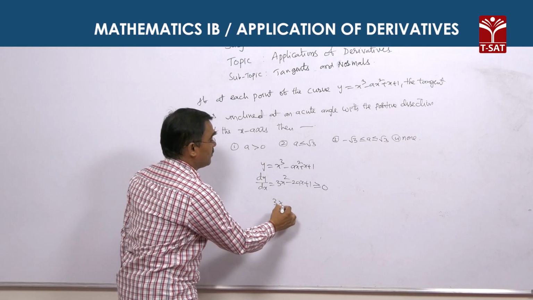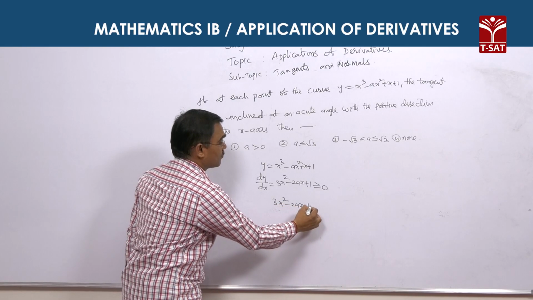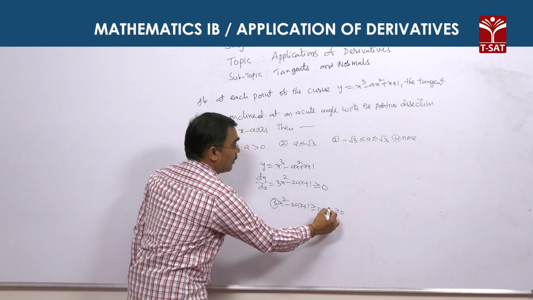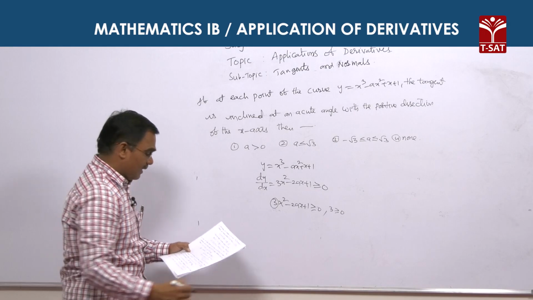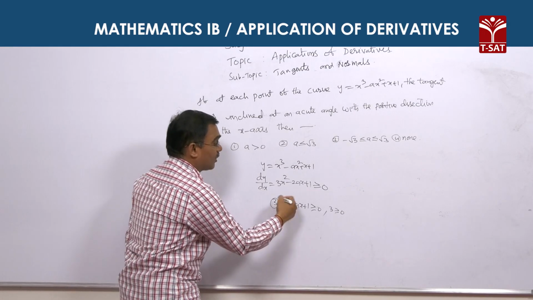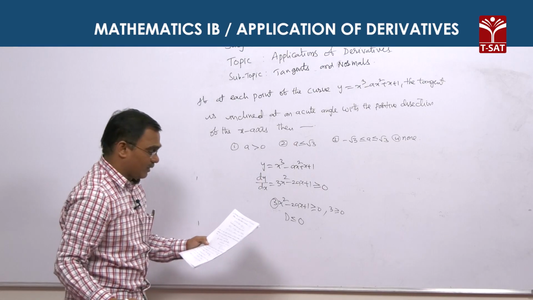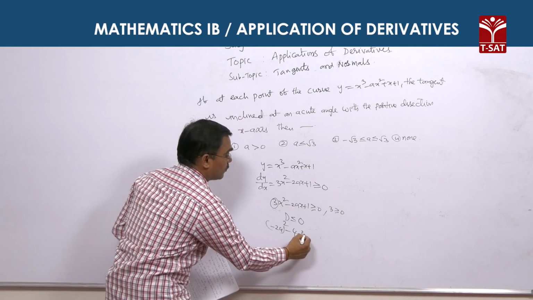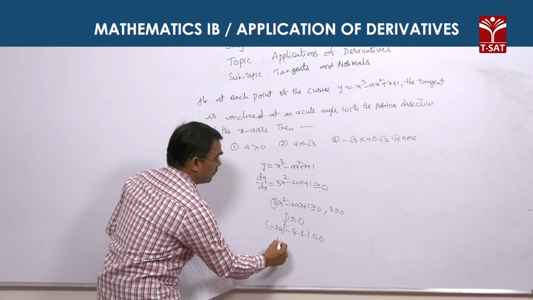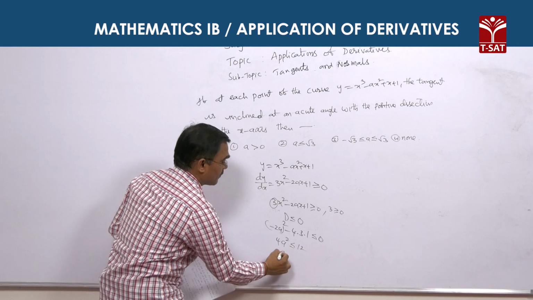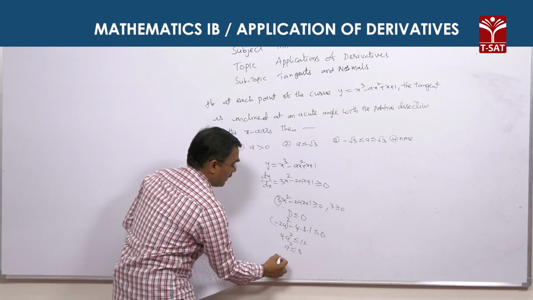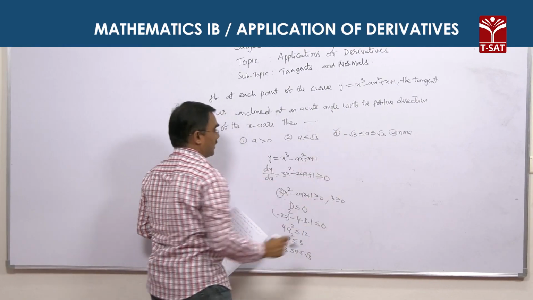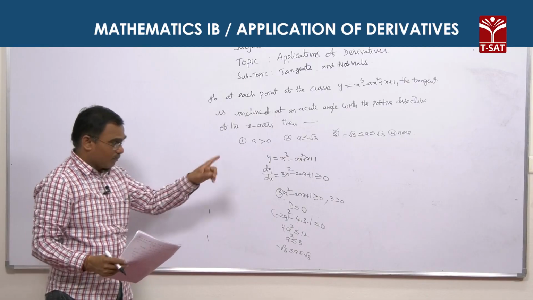The slope must be positive means 3x^2 - 2ax + 1 is positive, and the coefficient of x^2 is also positive. This implies the discriminant of the quadratic expression must be less than 0. The discriminant is (-2a)^2 - 4 x 3 x 1 < 0. Simplifying, 4a^2 < 12, so a^2 < 3. So a lies between -root 3 and +root 3.